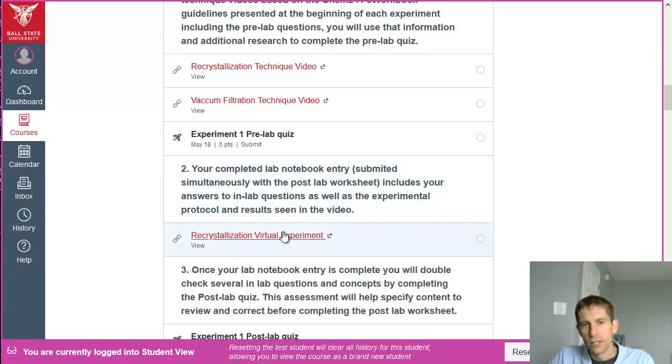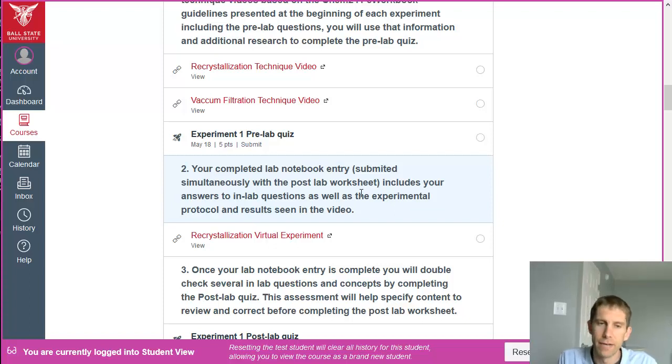You're going to watch the virtual experiment, and as you watch the virtual experiment, you're going to complete your notebook entry. For the notebook entry, that's going to be submitted simultaneously with your post-lab worksheet. It's going to contain answers to all your in-lab questions.